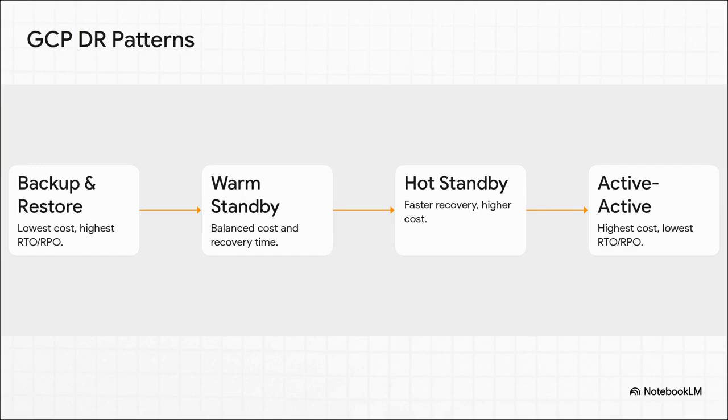Down at the bottom, you've got simple backup and restore. It's the cheapest, but it's also the slowest to get you back online. Then you move up through warm standby, hot standby, all the way to the top, a cross-region active-active setup. That gives you basically zero downtime, but man, it comes with the biggest price tag and the most complexity. And here's the kicker. The most expensive option is not always the right answer.